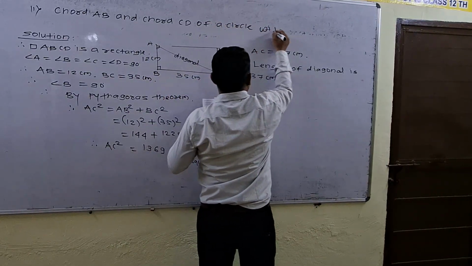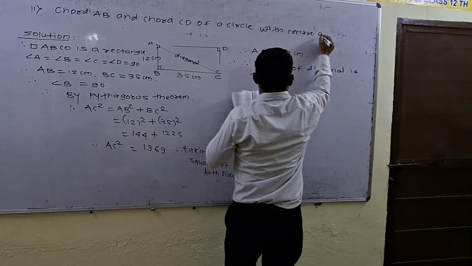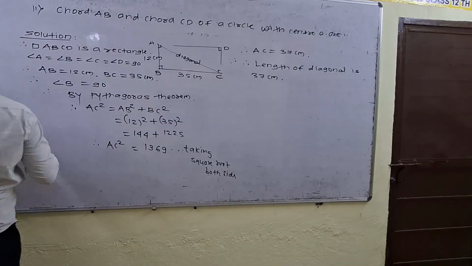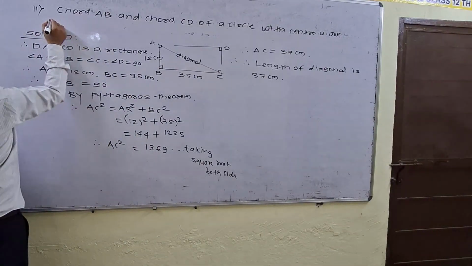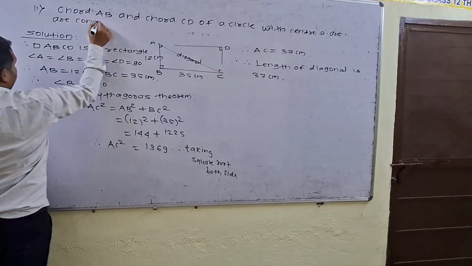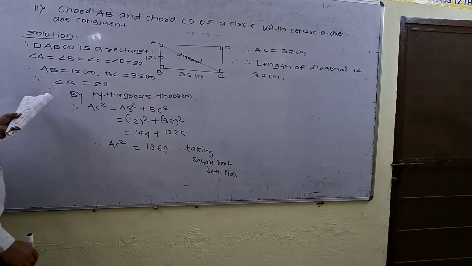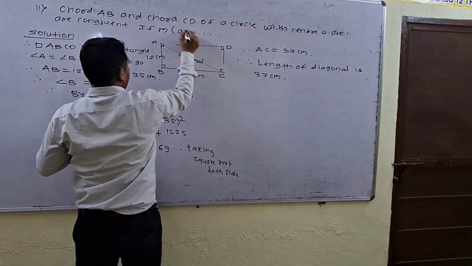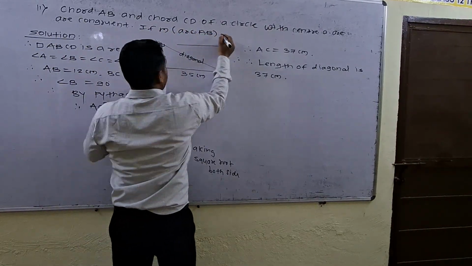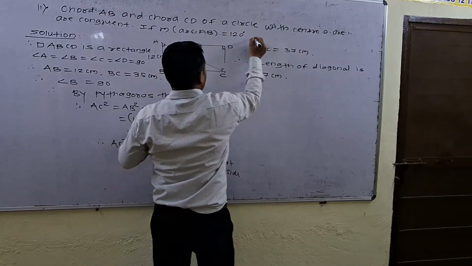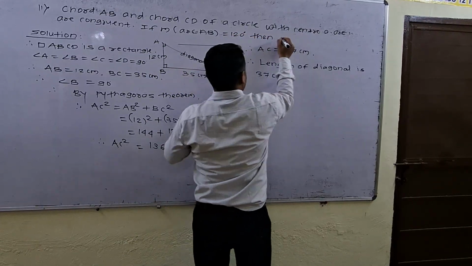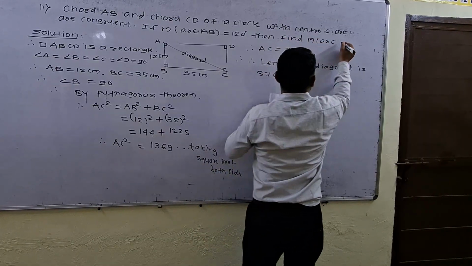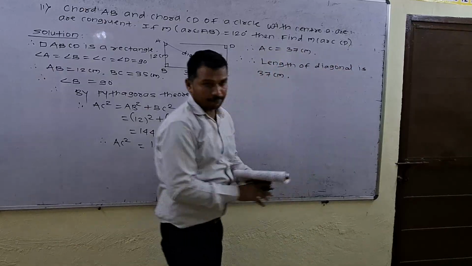with center O, are congruent. If the measure of arc AB is equal to 120, then find the measure of arc CD. Okay.